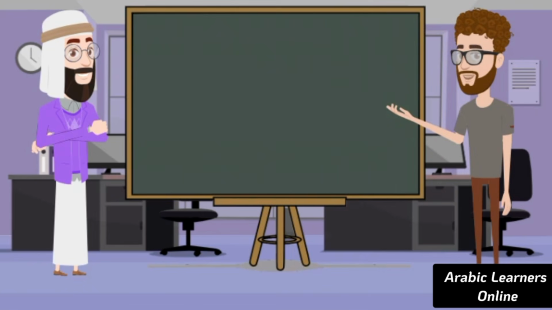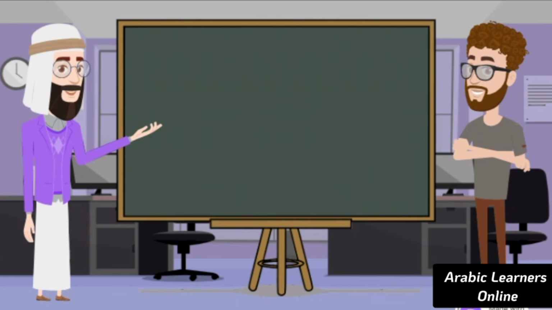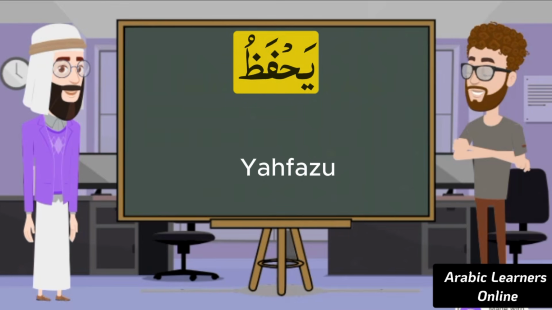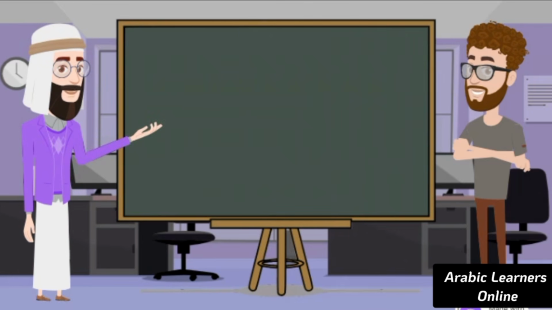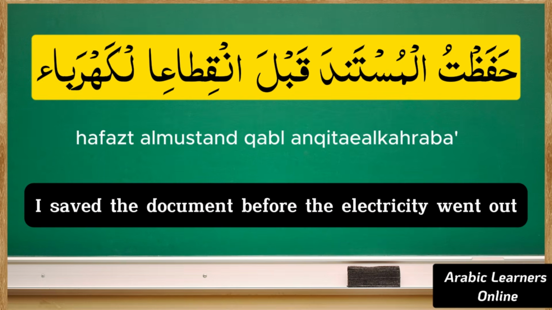Now, what about saving important work, like I saved the document before the electricity went out? For saving, we use حفظ يحفظ, which means to save or preserve data. Your sentence, حفظت المستند قبل انقطاع الكهرباء. In English, I saved the document before the electricity went out. Listen carefully. حفظت المستند قبل انقطاع الكهرباء.